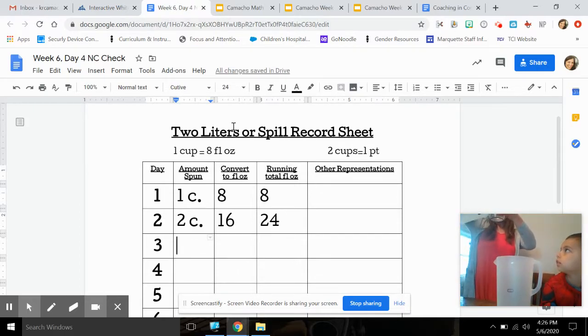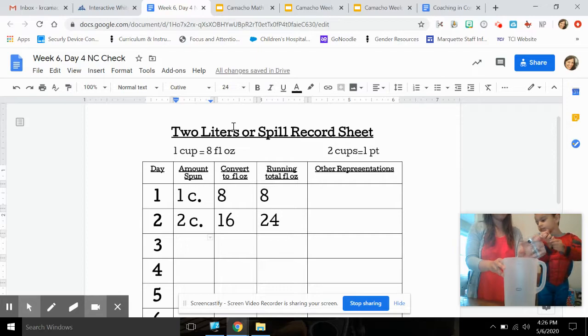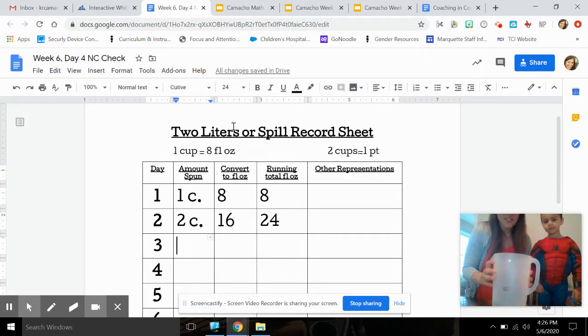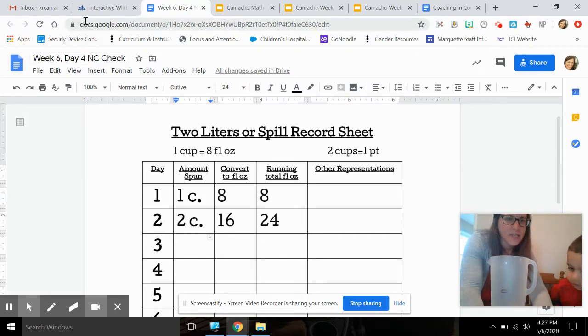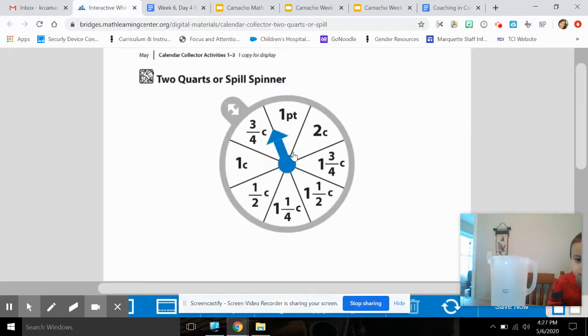All right, Wyatt. Oh, before we switch over to that, we got to add that 2 cups. All right, here we go. 2 cups. Dump it in for me. Oh. That was by accident. Yeah, that was an accident. That's okay. We'll clean it up after. That's how we fix it, right? All righty. Now we're going to spin again. Go ahead. Miss Camacho's going to grab a towel.